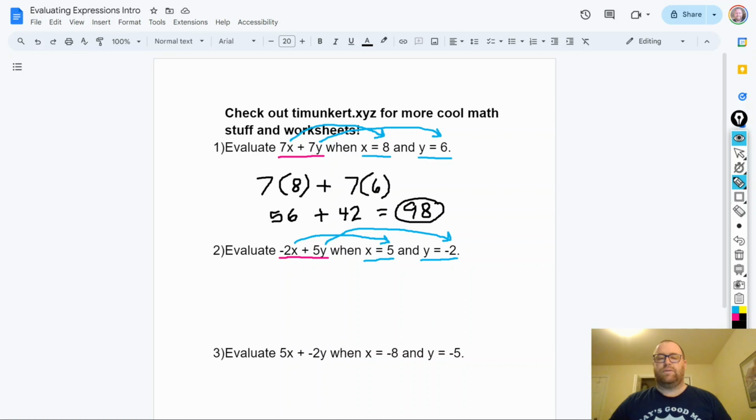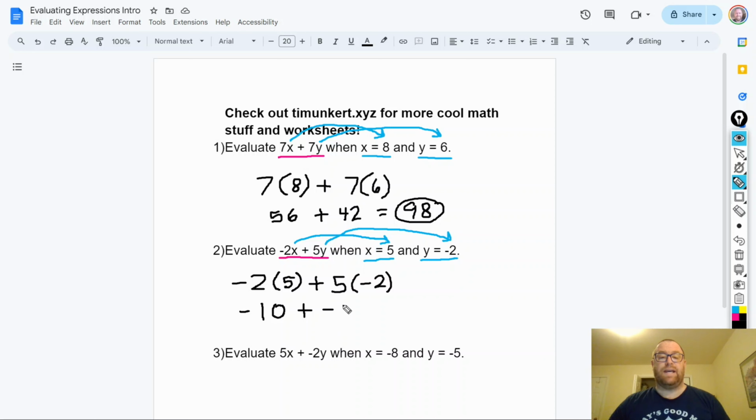So let's simplify this out. So I'm going to do negative 2 times 5 plus 5 times negative 2. Well, negative 2 times 5 is negative 10. A negative times a positive is a negative. And 5 times negative 2 is also negative 10.